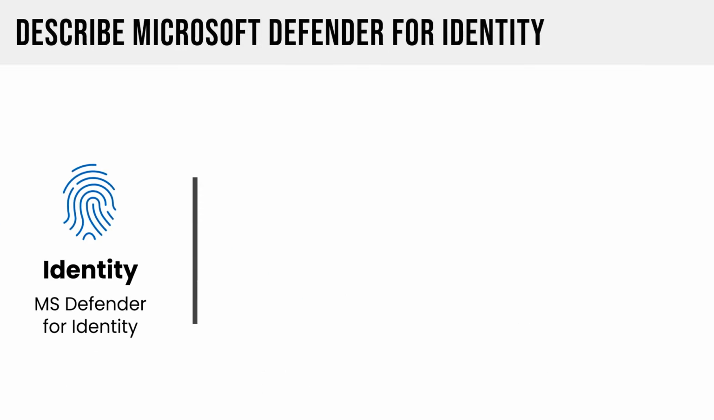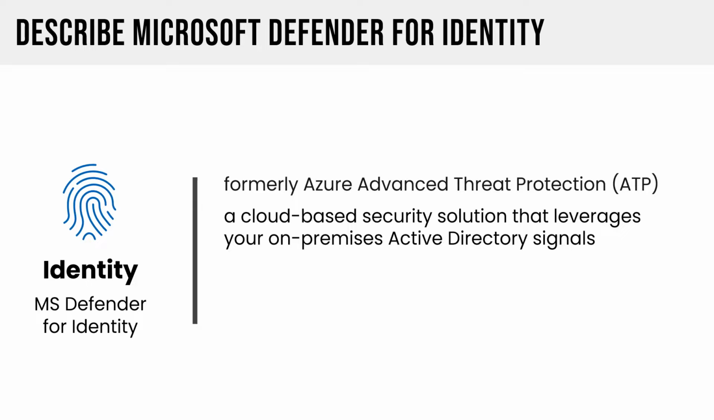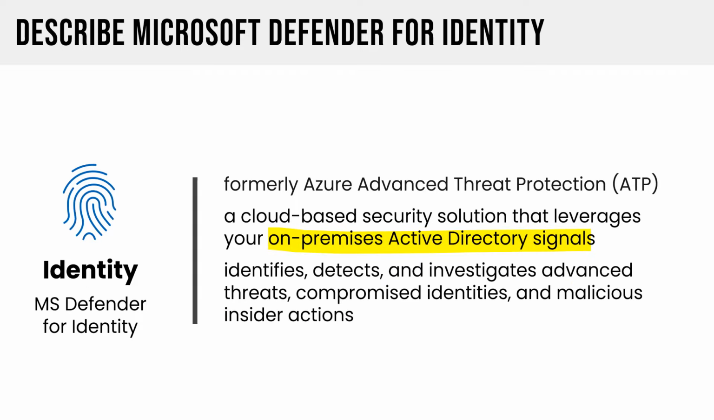So let's start with Defender for Identity. This was formerly called Azure Advanced Threat Protection, and it's a cloud-based solution that leverages your on-premises Active Directory signal. So this is taking the logs from your on-premises Active Directory domain services. That's a key. And it's going to identify, detect, and investigate advanced threats, compromised identities, malicious insider action.